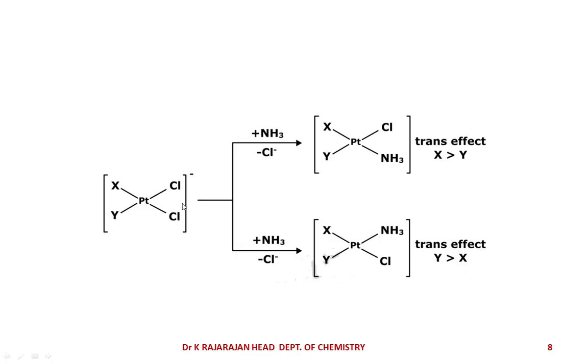Now you are seeing this dichloro XY platinum complex. Here, if X has the greater trans effect than Y, then you will have the product like this. Instead of that, if Y has the maximum trans effect than X, then you will have the product like this.